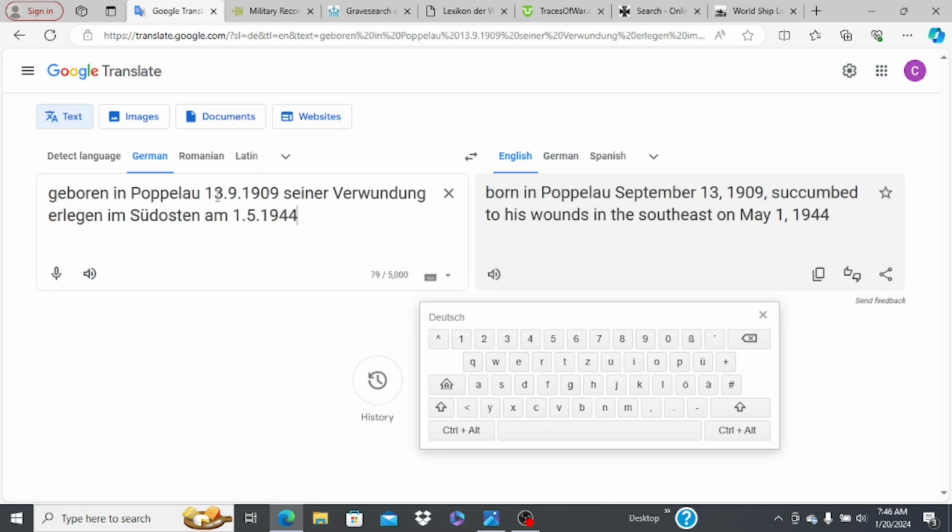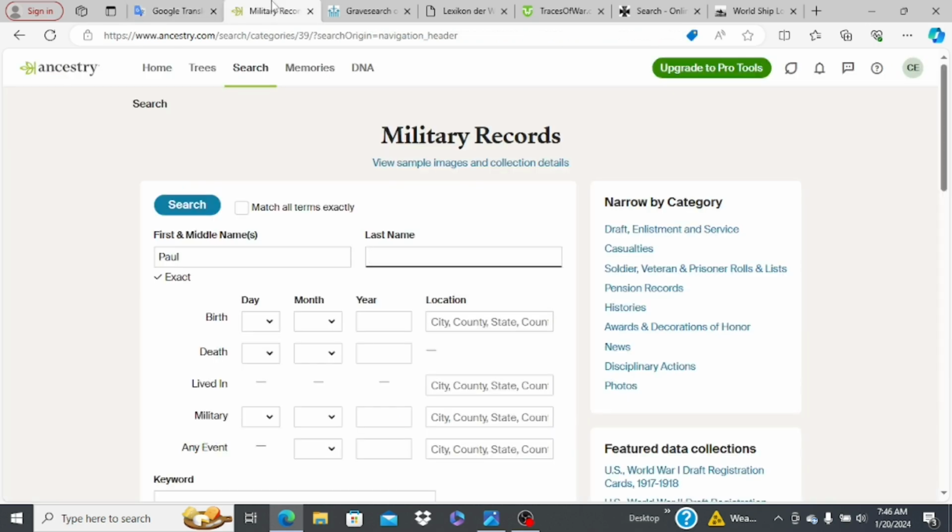Alrighty, so based off just the text on the card here, we know that Paul was born in Papalau on September 13th, 1909, and succumbed to his wounds in the southeast on May 1st, 1944. These dates are very important. This is what's going to help us with the basics of the next parts of the research. So we're going to go to Ancestry here.